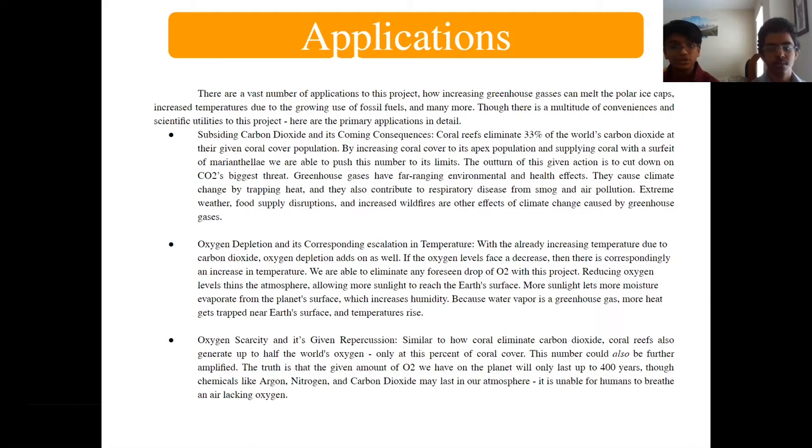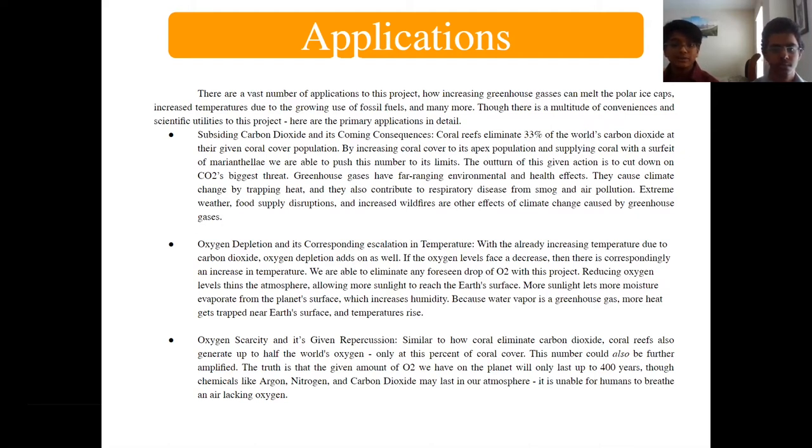Oxygen depletion and its corresponding escalation in temperature. With the already increasing temperature due to carbon dioxide, oxygen depletion adds on as well. The oxygen levels face a decrease, and there's correspondingly an increase in temperature. We were able to eliminate any foreseen drop of O2 with this project. Reducing oxygen levels thins the atmosphere, allowing more sunlight to reach the Earth's surface. More sunlight lets more moisture evaporate from the planet's surface, which increases humidity. Because water vapor is a greenhouse gas, more heat gets trapped near the Earth's surface, and temperatures rise.